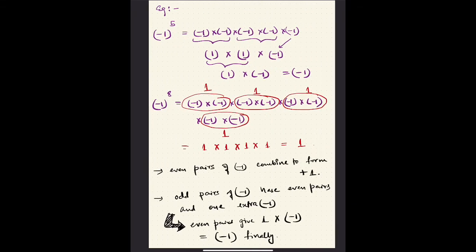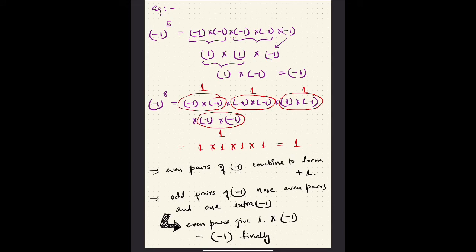For example, let's say that we had negative 1 to the power 5. This would mean that we have to multiply negative 1 five times. So this one pair, negative 1 times negative 1, is 1. This negative 1 times negative 1 is 1. And this negative 1 would be left out. We would have this as it is. 1 times 1 is 1, and this negative 1 would come as it is. 1 times negative 1 is negative 1.